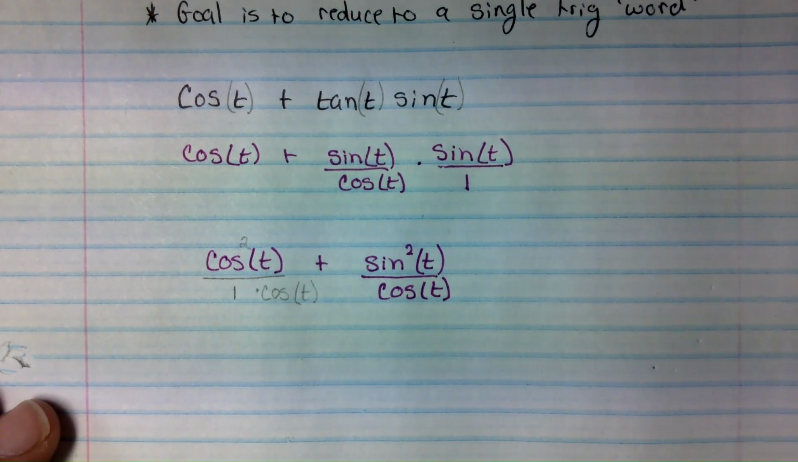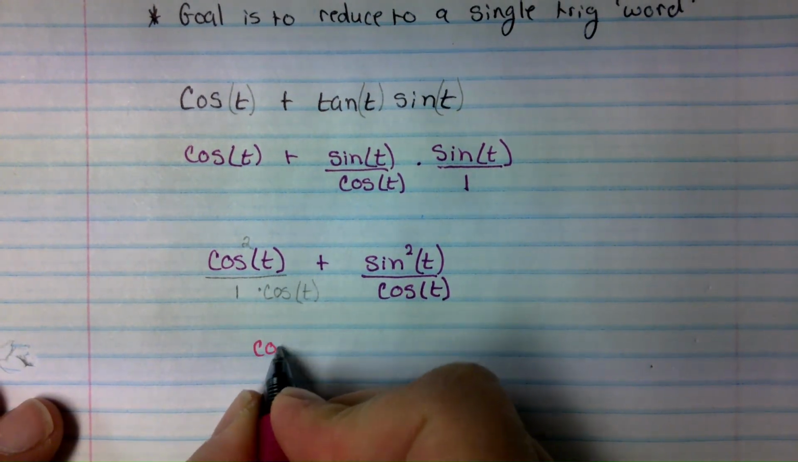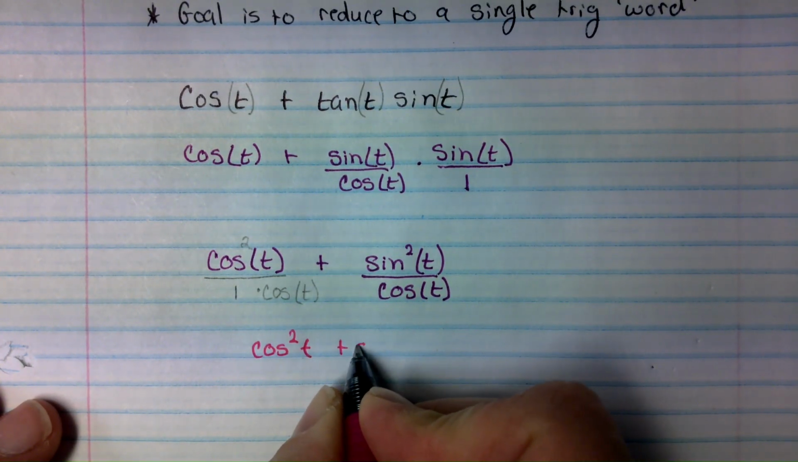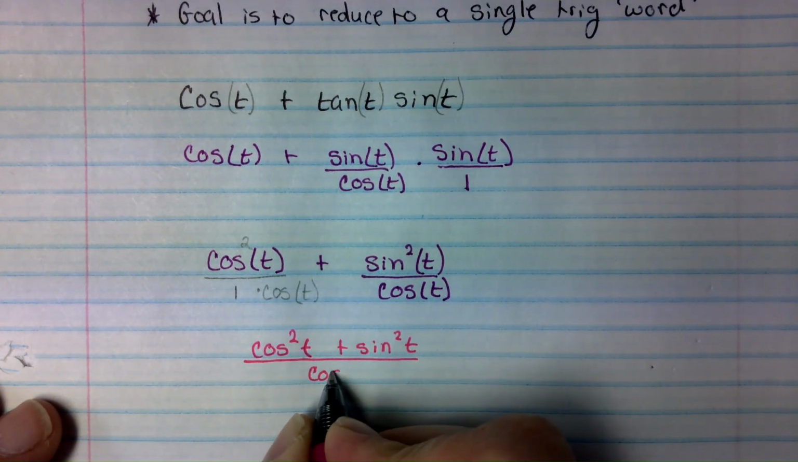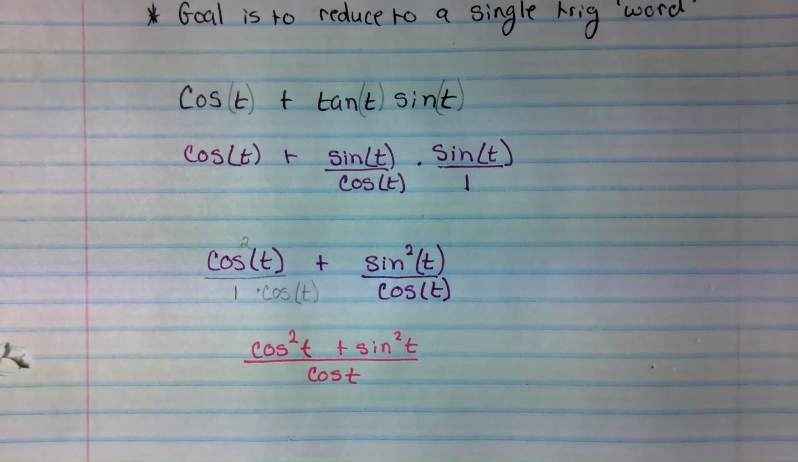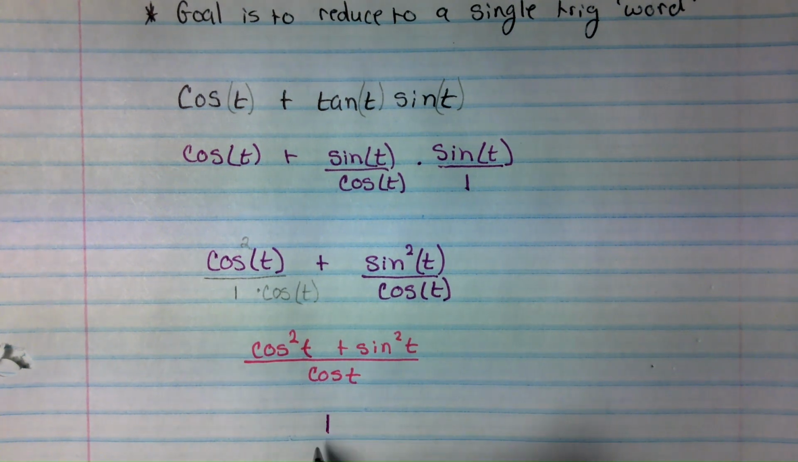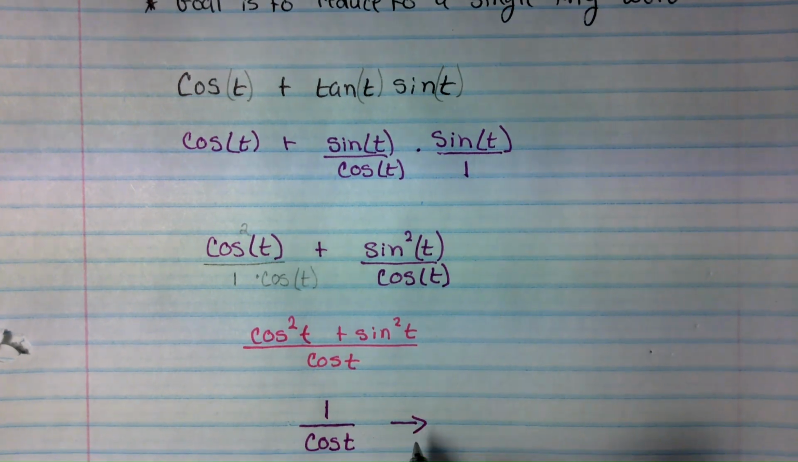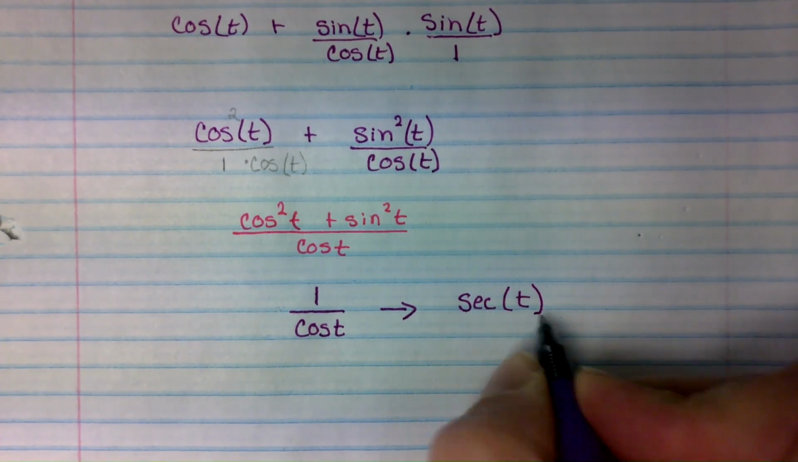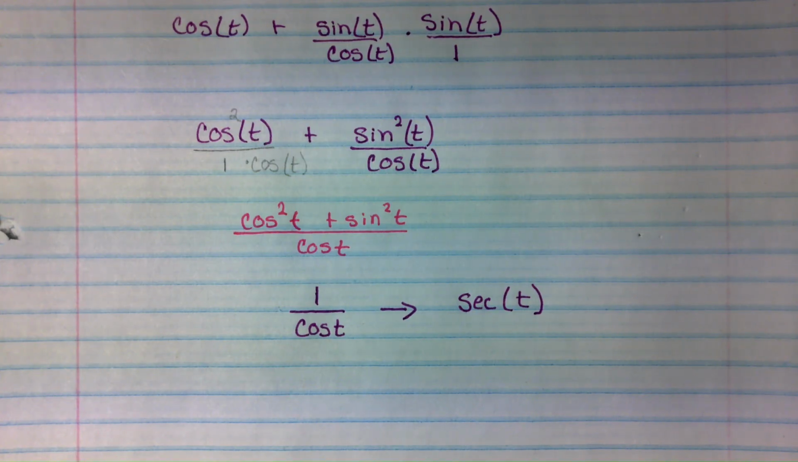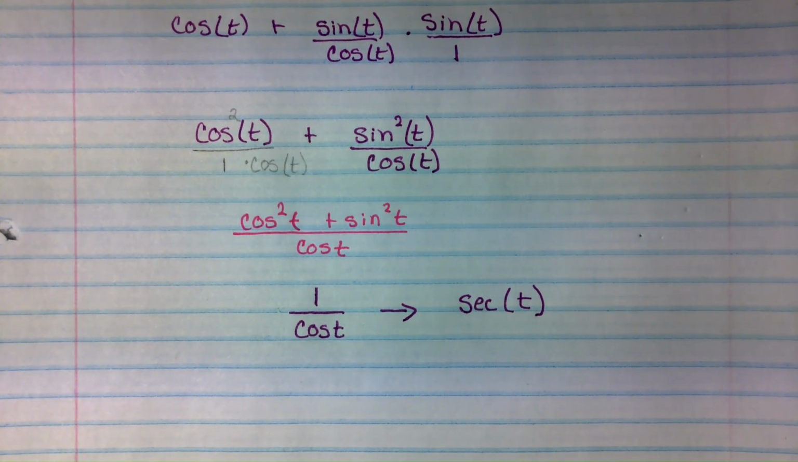Now, hopefully you might remember your Pythagorean identities, because cosine squared of t plus sine squared of t simplifies quite nicely. Here's that common denominator of cosine of t. When we look back and think, what does cosine squared plus sine squared equal? Oh yeah, that was one of our Pythagorean identities, and it equals 1. So this actually gives us 1 over the cosine of t, which can finally be simplified into secant of angle t. So we went from a binomial, where we had cosine plus a product of tangent and sine, to a single word, and that is secant.